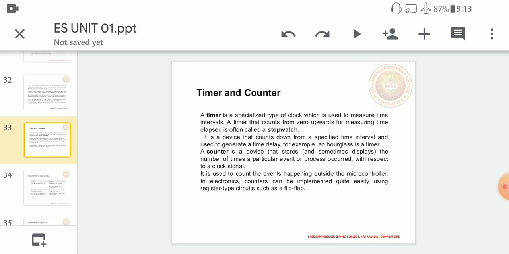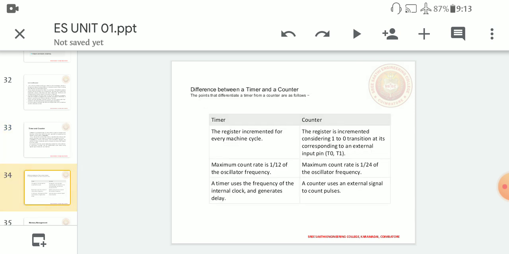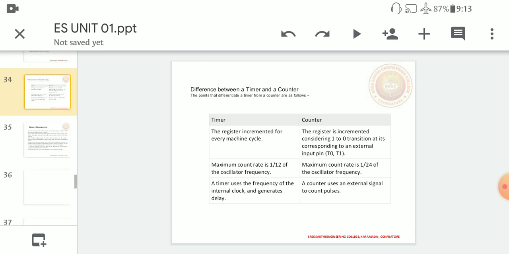And the next one is timer and counter. Before getting into this, you should have a basic clarification that a timer is different from a counter. A timer is a specialized type of clock which is used to measure time intervals, and a counter is a device that stores the number of times a particular event or process occurs with respect to clock signals. So again, for clarification, here we are differentiating the timer and counter.